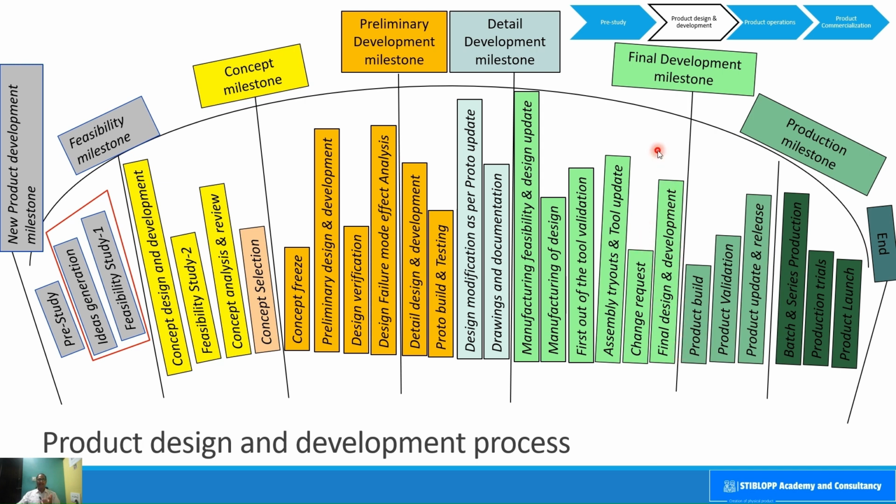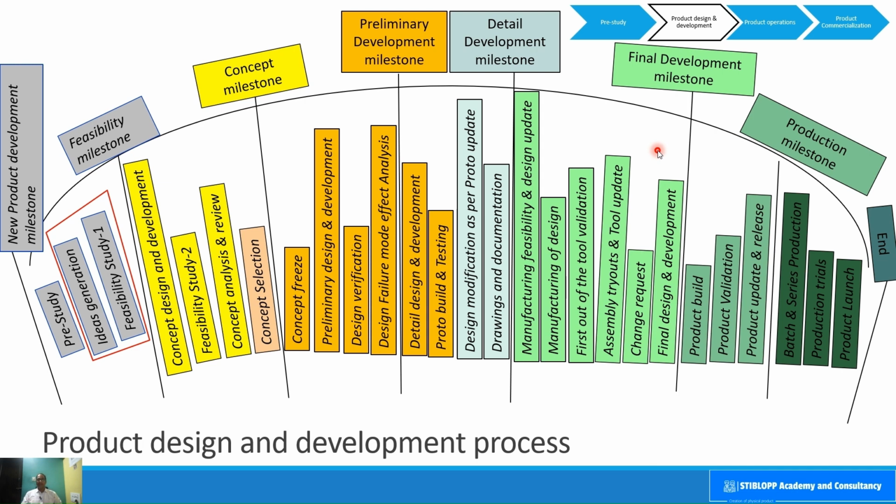Once the final design and development is completed, we submit the output to the production build or the product build. In the product build, whatever items have come out of the tool, we take those quantities and we build the actual product. So this is not the final product. Still, there is a lot of testing involved in this. Based upon that product build, we do the product validation. And whatever results we get out of the product validation, that feedback is taken as an input for the final product update and release.